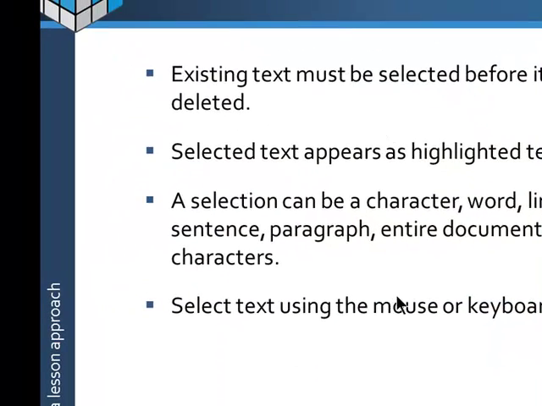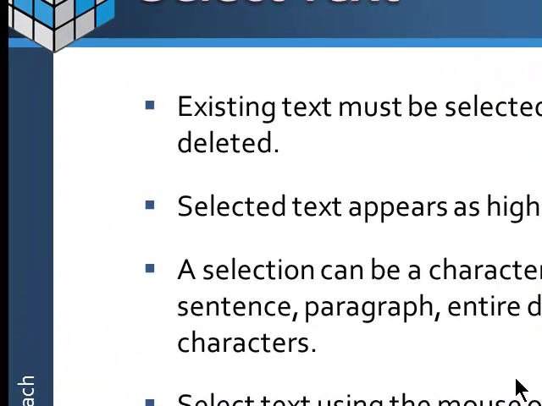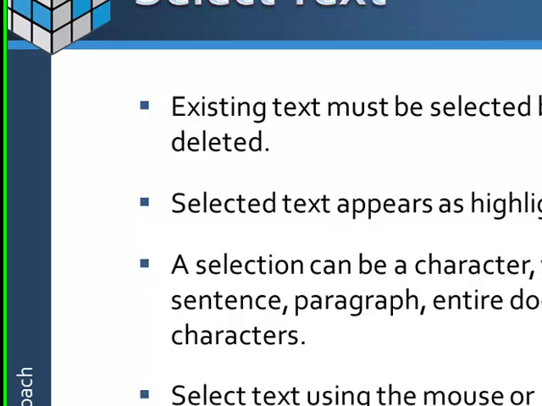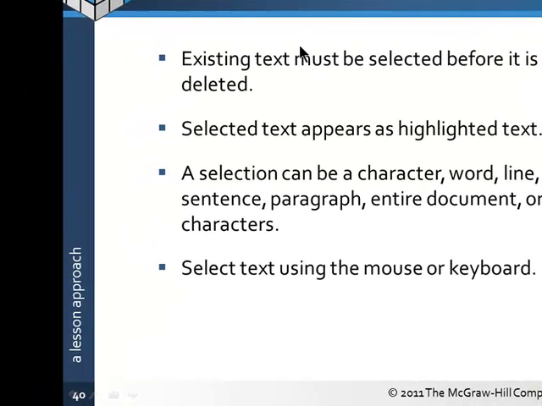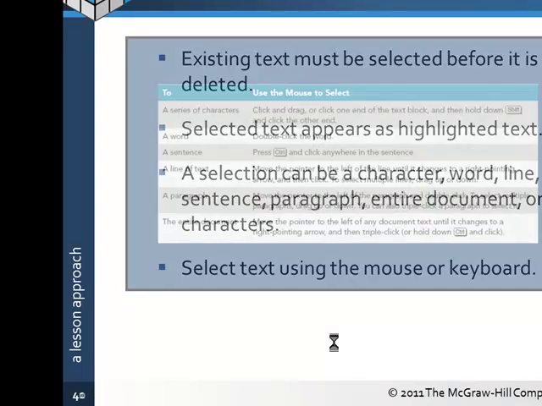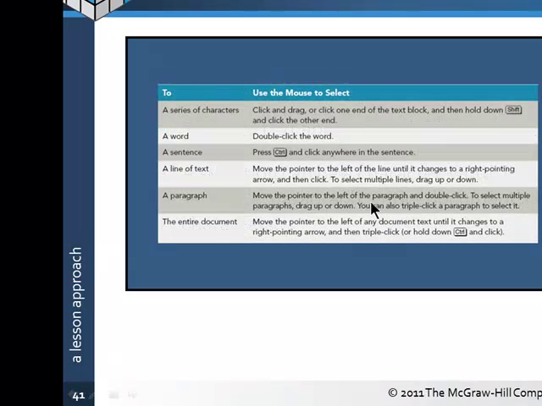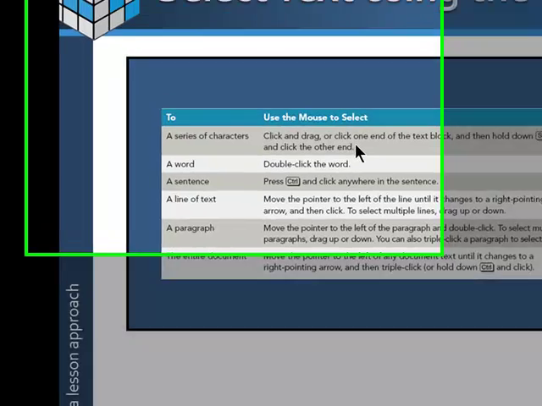We could select text that appears. It's going to be highlighted when you select it. We must select it in order to format it, manipulate it. We could select a character, a word, a line, a phrase, a paragraph, or the entire document. You can select adjacent, which means lines together, or non-adjacent, which, let's say I wanted this first bullet and I wanted this last bullet. I could use non-adjacent techniques, so we're going to talk about that. For a series of characters, I can click and drag.